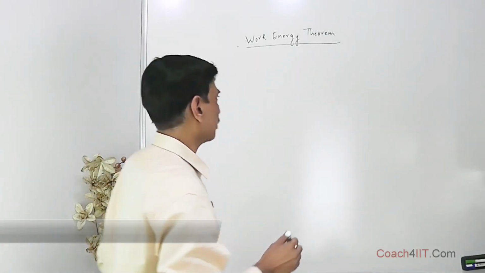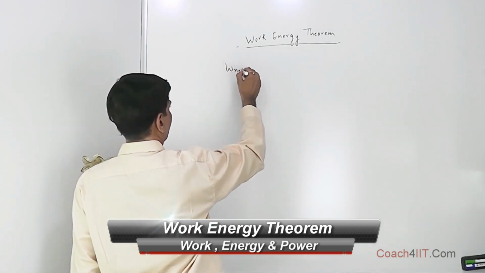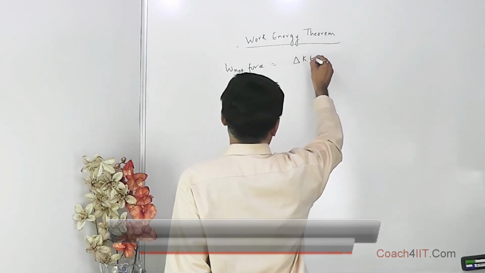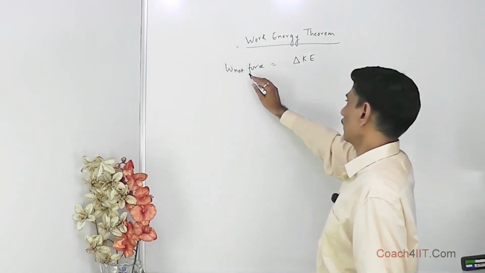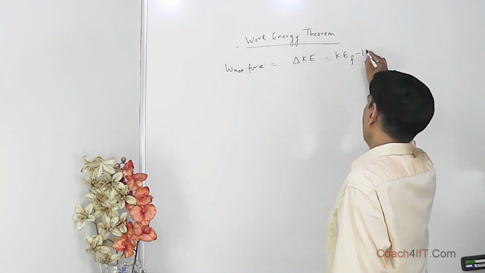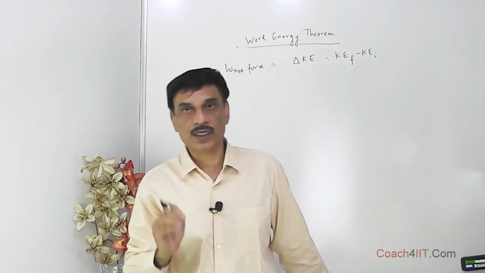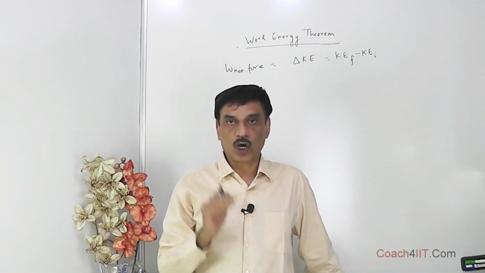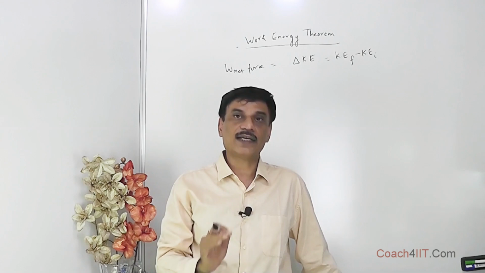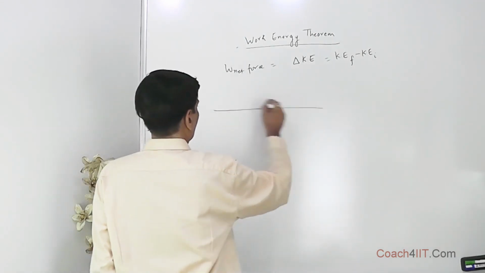So now, what does the work energy theorem say? The work energy theorem says that the work done by the net force is equal to the change in kinetic energy. That is, work done by the net force is equal to kinetic energy final minus kinetic energy initial. That is, the work done by the net force on a system is the change in kinetic energy of the whole system.